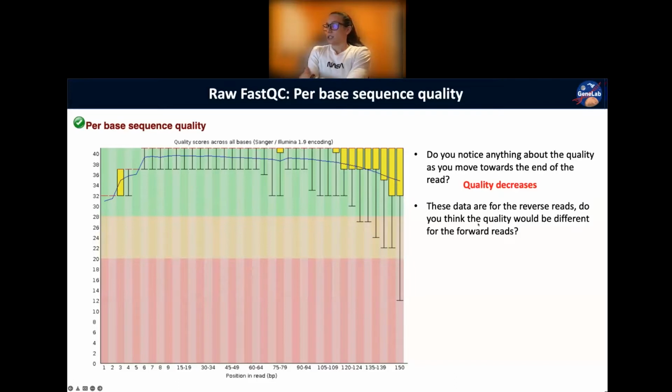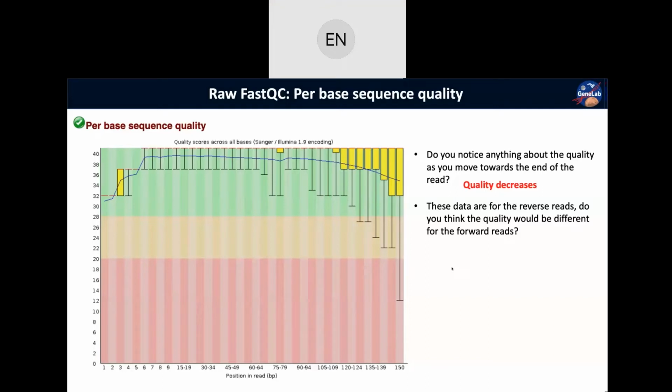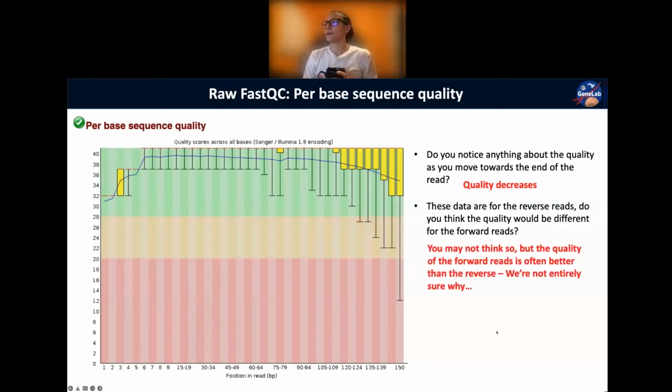The other question that I have here is, these data are for the reverse reads, and do you think the quality would be different for the forward reads? Any guesses? If it's chemistry, I would hope not, but maybe. Yeah. So you would think not, but the quality of the forward reads is often better than the reverse. We're not entirely sure why.